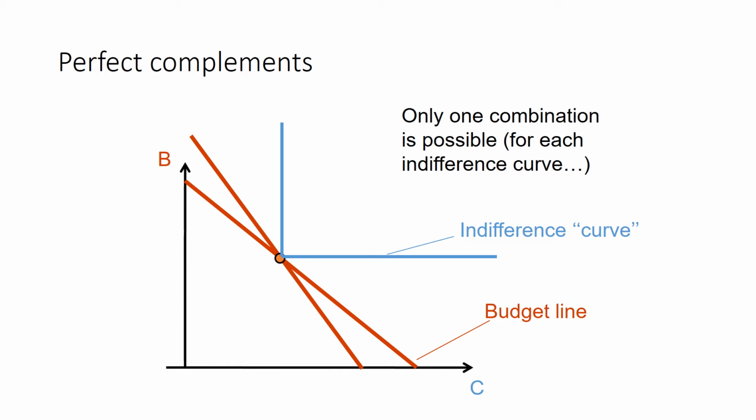For perfect complements, there's only one combination possible on the indifference curve, and there's only one combination that's possible in terms of the optimal consumption point. So for perfect complements, you can think of goods that can only go together. So, your right shoe and your left shoe. You're not going to buy two right shoes and only one left shoe. If you buy one right shoe, you're going to buy also one left shoe. For perfect complements, prices do not affect the relative consumption of the goods.